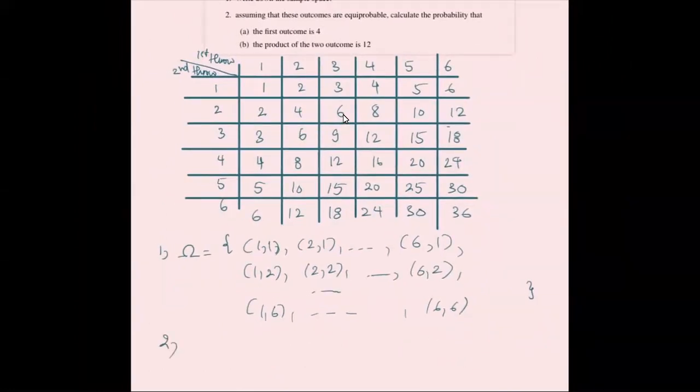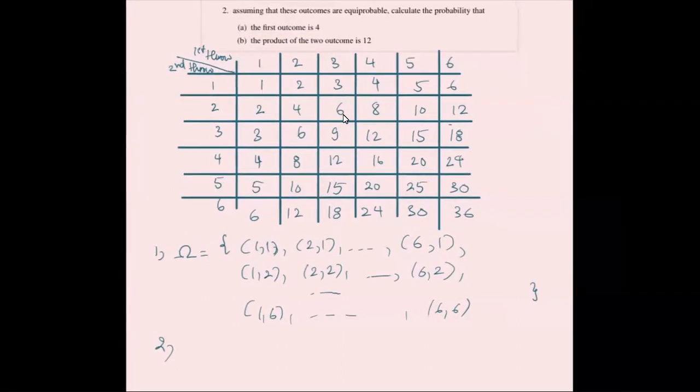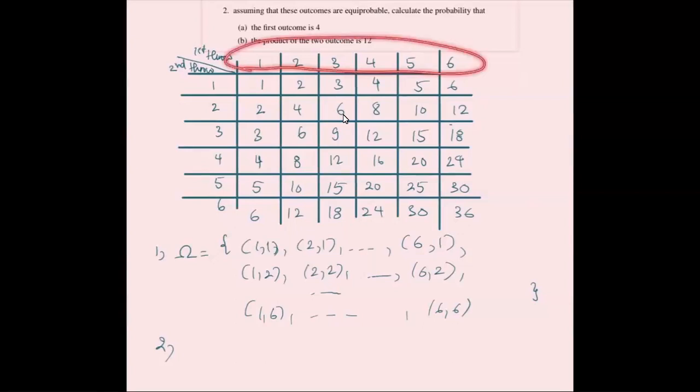The second question, the first one asks us when the first outcome is 4. So we will look at it. When do we have the first outcome is 4? The first outcome is represented by the number here. So everything in this column would have the first outcome is 4. So I will define A is an event where first outcome is 4.